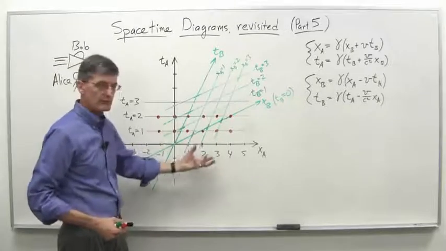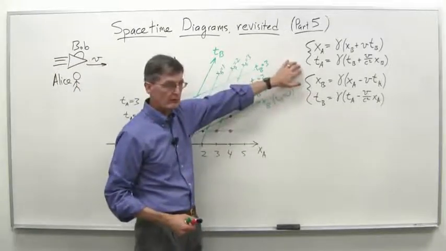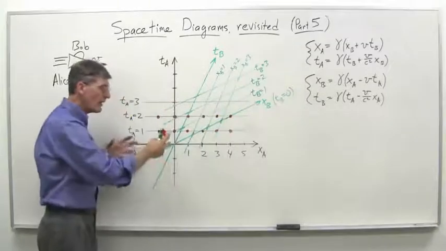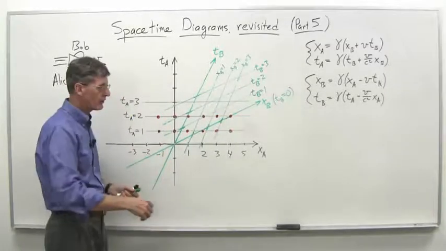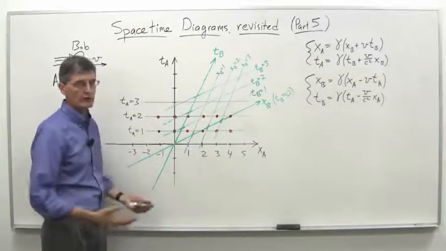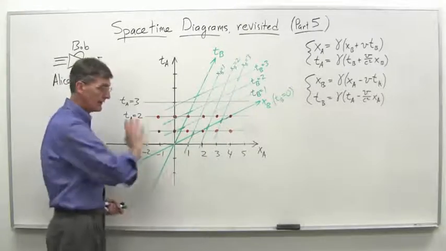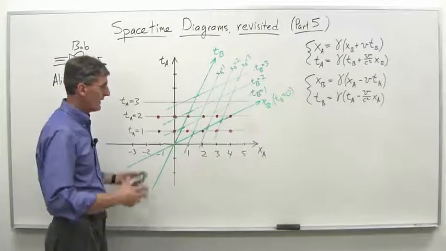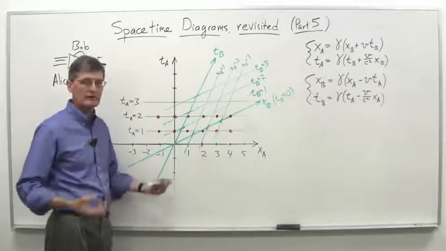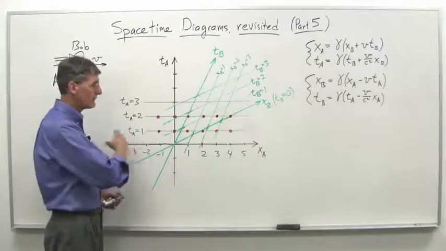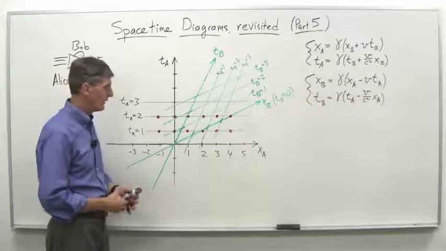To do the exact transformations, of course, we can use our transformation equations here, but the plot gives us some insights just diagrammatically or pictorially of things like time dilation and length contraction. We tried to point that out a little bit last time. And this time we want to point out that relativity of simultaneity is very evident from the plot as well.